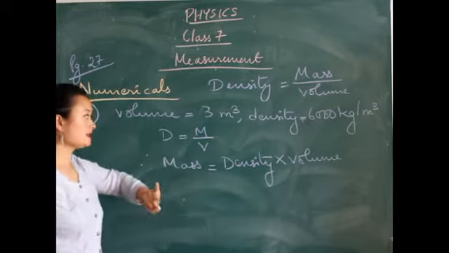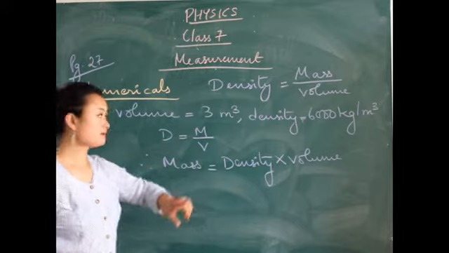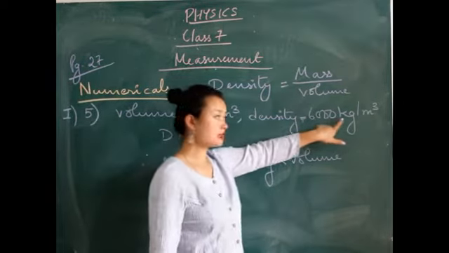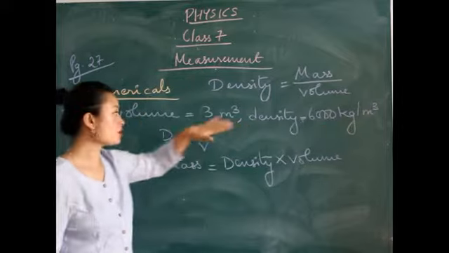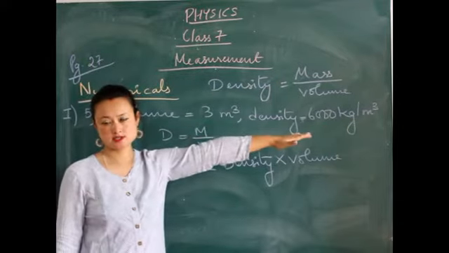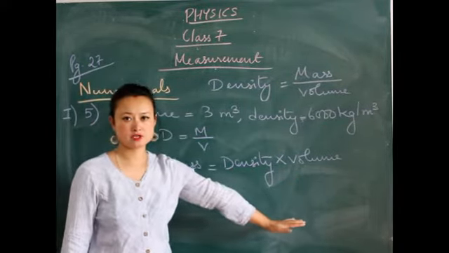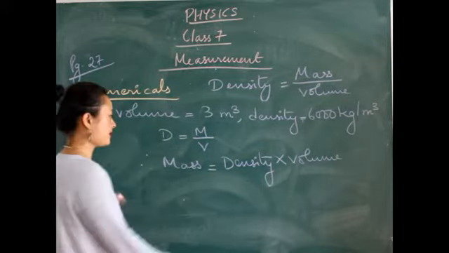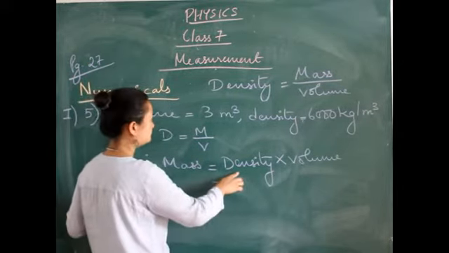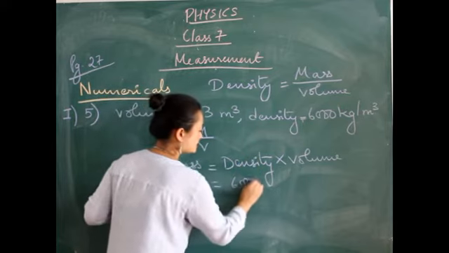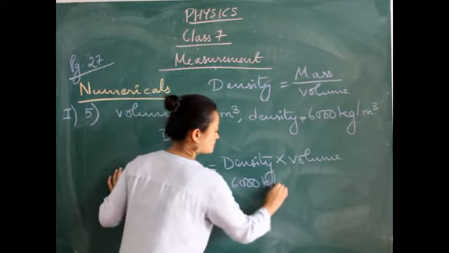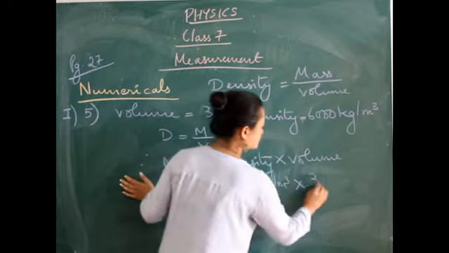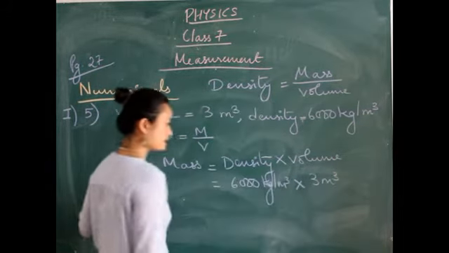The second thing you need to remember is the unit. Volume is in cubic meter and density is given in kg per cubic meter. That means all the units are SI units, so we don't need to do any conversion here. We can simply put the values and simplify. Density is 6000 kg per cubic meter, and volume is given as 3 cubic meter.